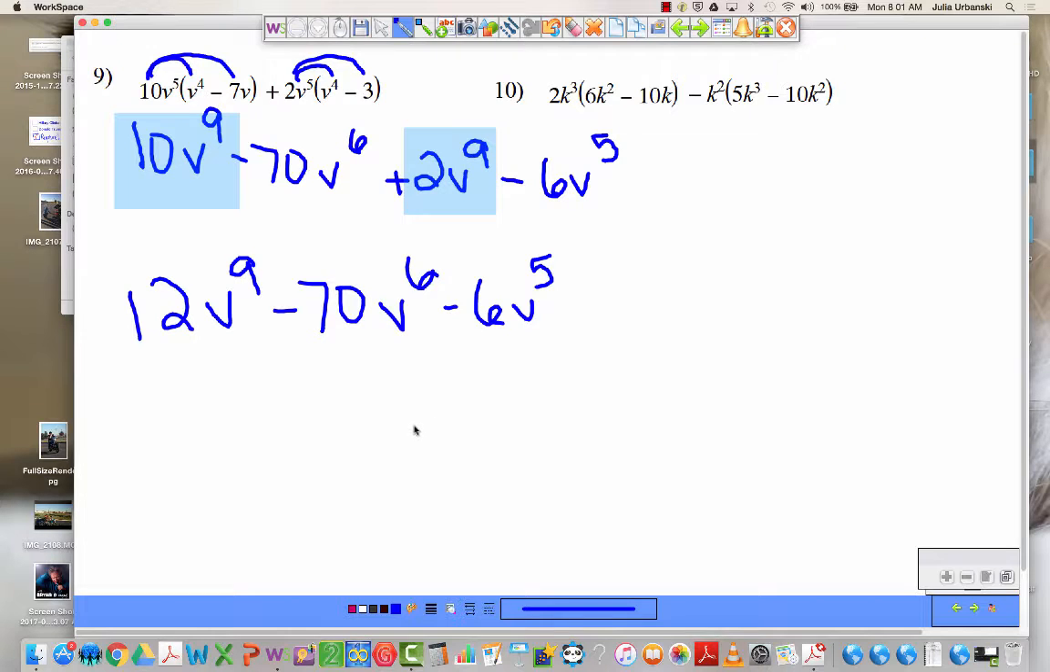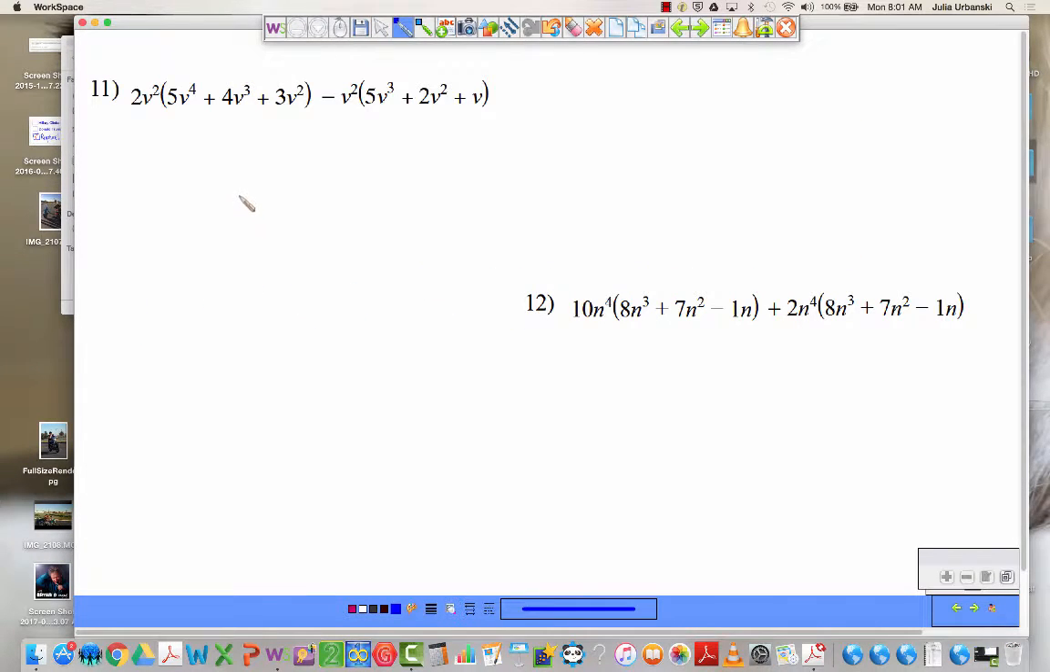Last one together, number 11. The trick is that your distribution stops when the parentheses stops. There's 2 things to multiply, and you have to do each one carefully. Okay, so I'm looking at the one that I can see here. So it's 2 times 5. Good, 10v to the 6th. And then we have plus something in front of that. Don't forget the 2 times the 4 as well.